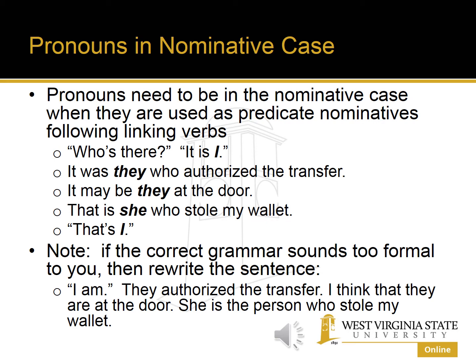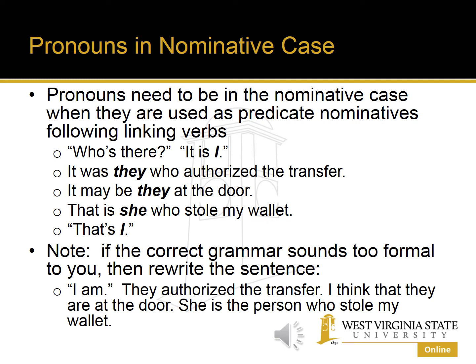It was they who authorized the transfer. Again, it is in the nominative case. Linking verb was. So the subject, the predicate nominative, has to be also they. It was they, not them. It may be they at the door. Again, most people probably would say it may be them at the door, but that is wrong. It's nominative case because the linking verb is may be. Therefore, we need a nominative pronoun.